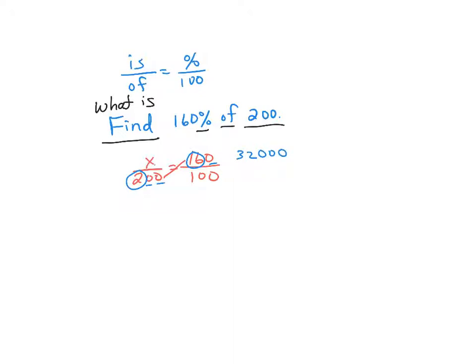So now I need 100 times x also has to equal 32,000. So now I'm just going to divide 32,000 by 100. Remember, when you divide by 100, you can go through and do the long division, but there's a decimal point right here after 32,000. If I'm dividing by 100, I just have to move the decimal point 2 spots to the left, 1, 2. So the answer to this is 320.